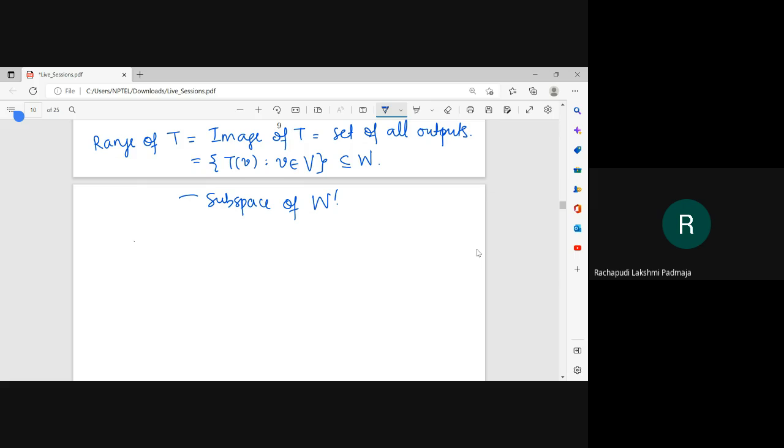How will you prove it? We'll take two elements. First of all, does 0 belong to the range? Yes, because T of 0 is 0. So 0 is always an output, right? Okay. How will we check the other two conditions? We'll take two elements in the range of T. Let's call them T of V1 and W1.